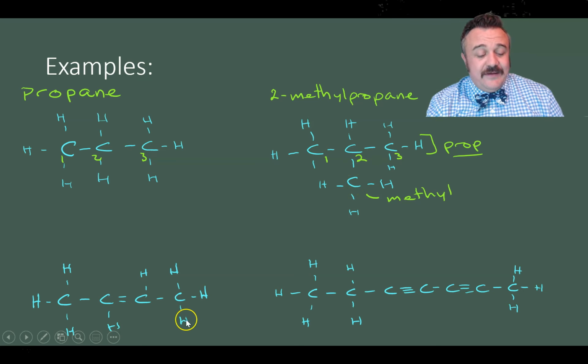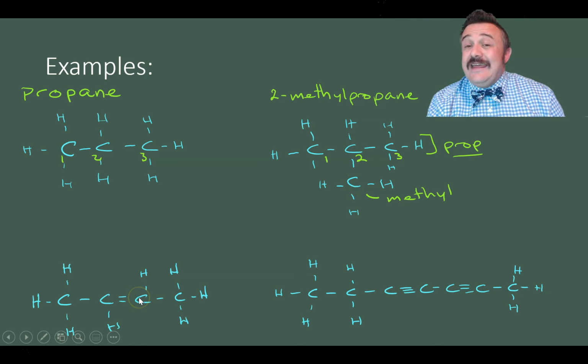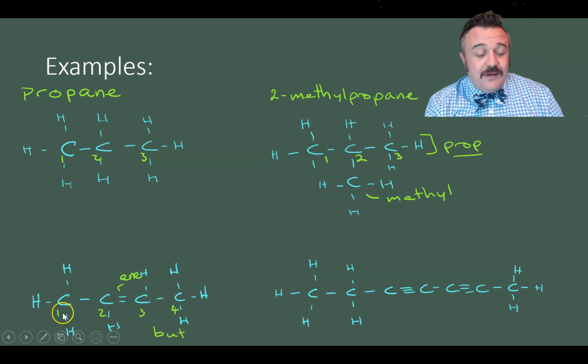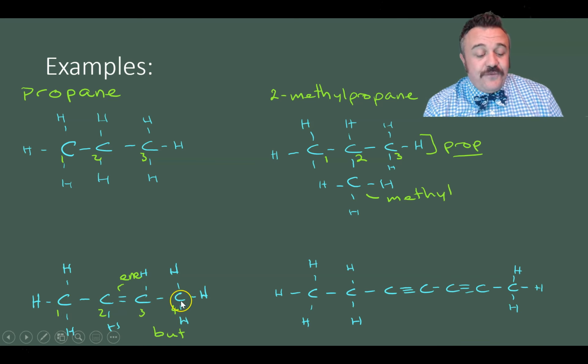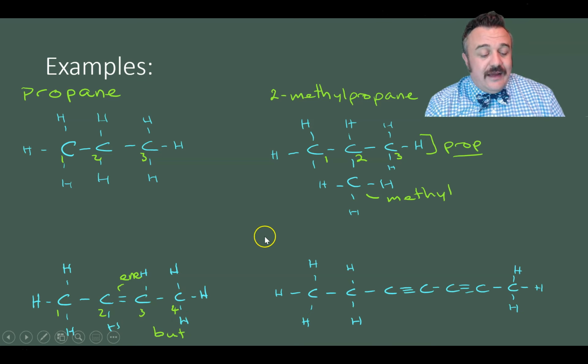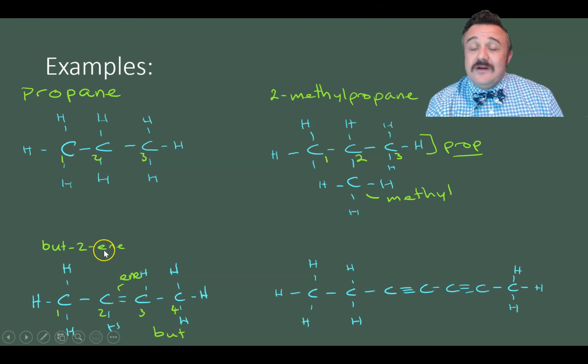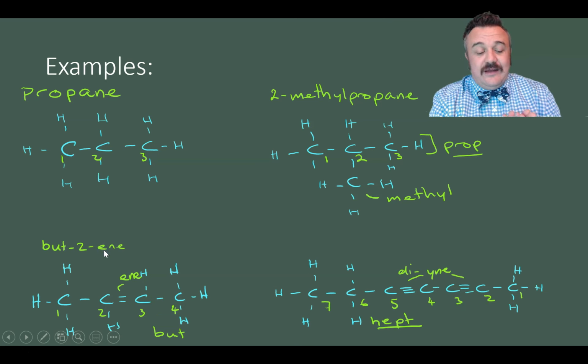Then we come down here and we see that we have an ene in the middle. So we number it to give us our ene as the lowest possible value. It doesn't make a difference because it's in the middle. Either direction is going to give us 2-ene. And it's 4 carbons long, so it's butene. And that gives us but-2-ene. So we see we've got hyphens between letters and numbers.